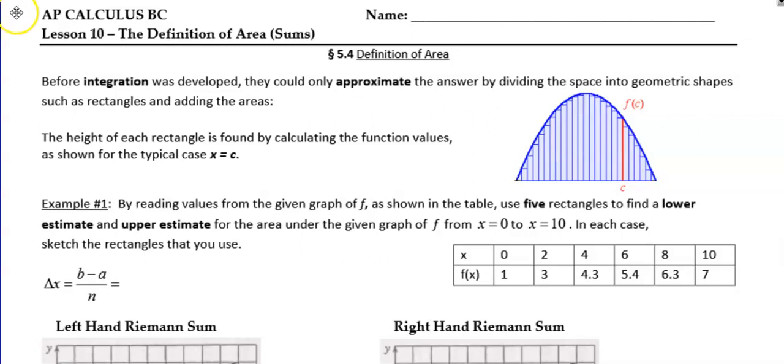Hello everyone, welcome to lesson 10 for Calculus BC. This is the definition of area, or Riemann sums.